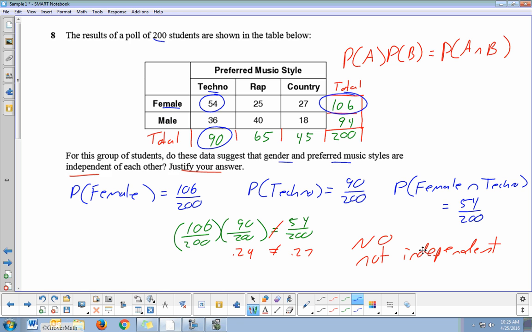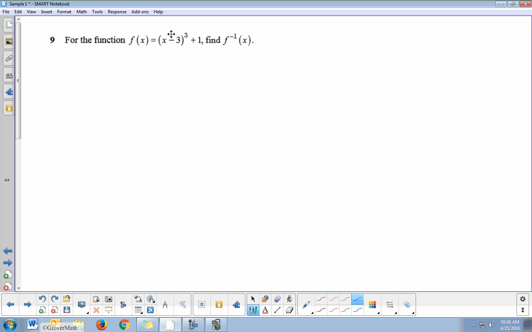They do have something to do with each other. All right, so that's sample number 8. Let's move on to number 9. For the function f of x equals (x minus 3) cubed plus 1, find f inverse.